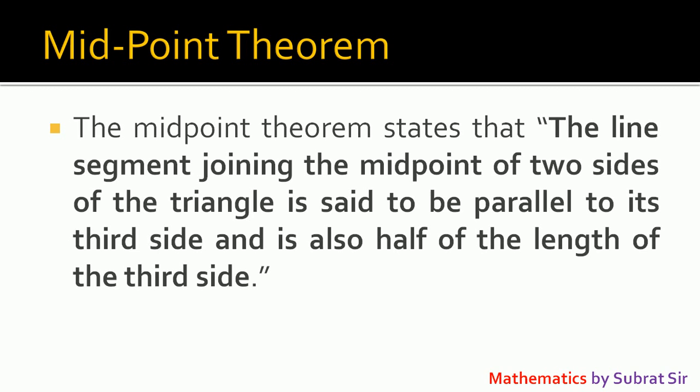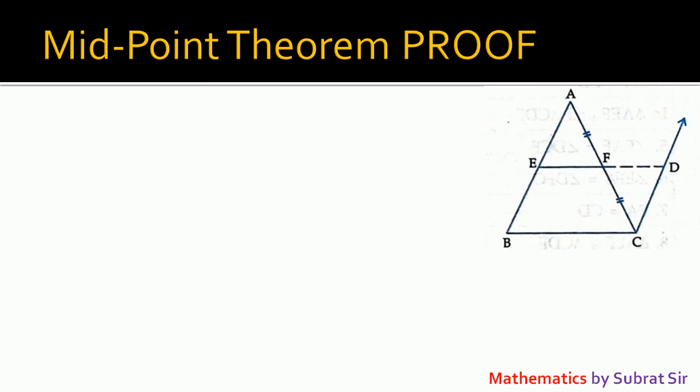It states that the line segment joining the midpoints of two sides of a triangle is parallel to its third side and is also half of the length of the third side. From this statement we can draw the figure like this.